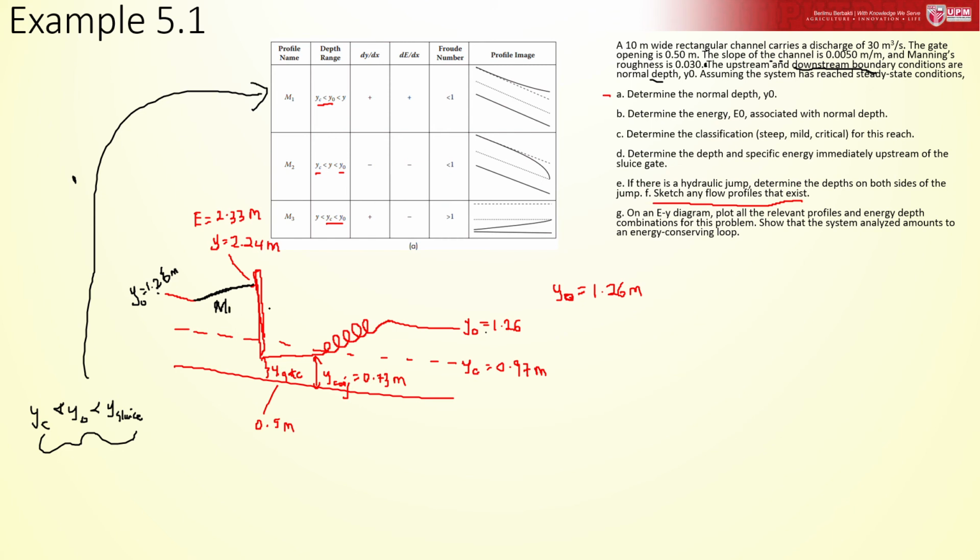So you have another profile which is here. It is also going up. The y that we are interested in is the y conjugate. So this will determine the type of M we have here. You know that y conjugate is less than yc, so y is less than yc, but yc is less than normal depth. So which condition does this profile meet? This meets the third, M3 condition. So you know that the profile here is M3.